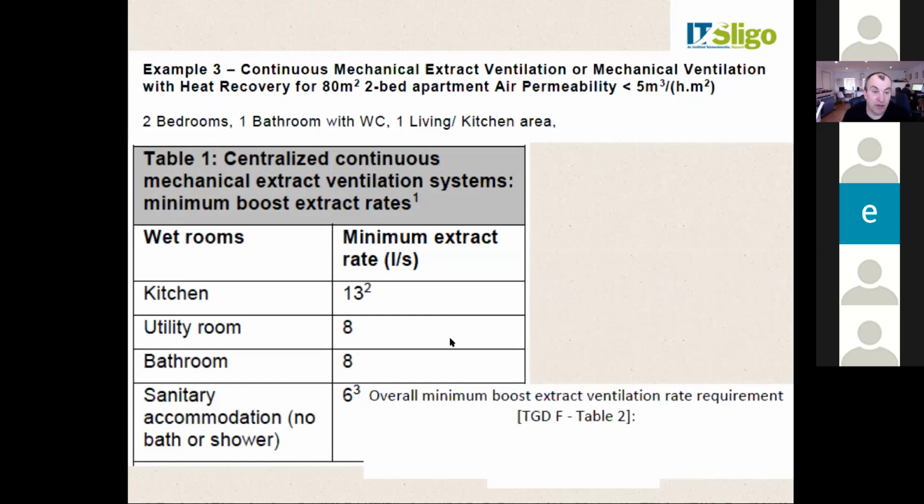So in this flat apartment, we have 2 bedrooms, 1 bathroom with a toilet, and 1 kitchen living area. The sums for this are a lot easier. So we have 1 kitchen area, 13, 1 bathroom, 8. Add the 2 together, we get 21 litres per second.